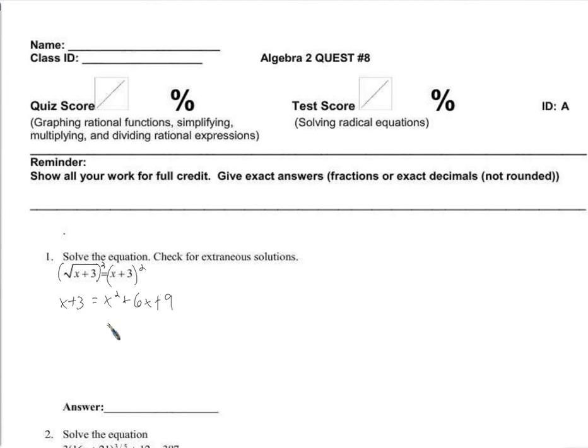And we have a quadratic equation, so we'll get one side to be 0 by subtracting x and subtracting 3. So we get x squared plus 5x plus 6 equals 0. Factor: x plus 2, x plus 3. That means one of these has to be 0, so x is negative 2, or x is negative 3. And those would be the solutions that I'd write here in the answer line.